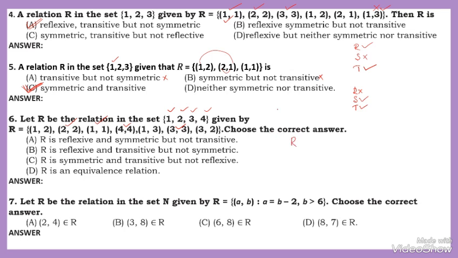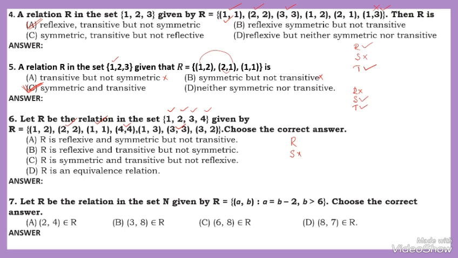Again, we have to check the symmetry conditions now. Here (1,2) is present, then (2,1) is not present. Hence, the symmetric property does not hold. Even if for any one pair the property does not hold, the whole property does not hold. If the property holds for only one pair, it is not obeyed.